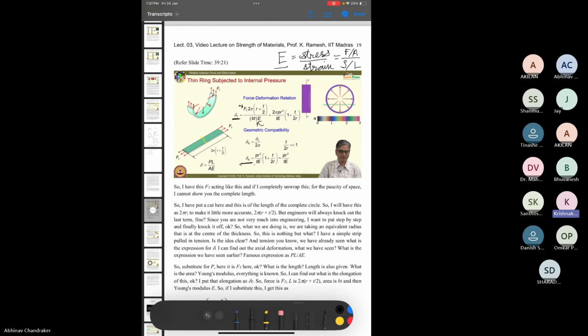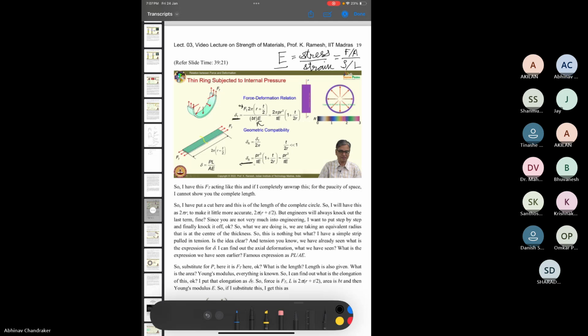I have a small doubt. So the length became 2 pi of r plus t by 2. Yes. How did it become like that? Okay. So the reason we are writing it as 2 pi into small r plus t by 2 is that 2 pi into r plus t by 2 is actually the total length of the ring.